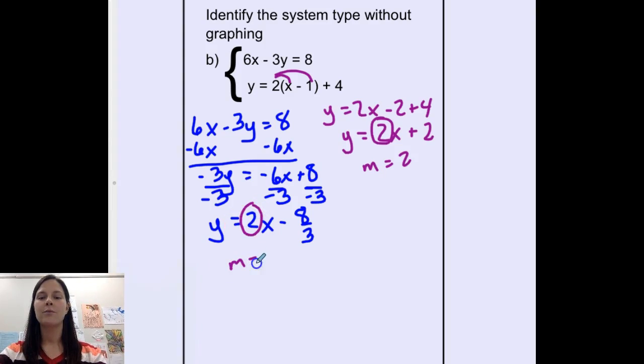So this is a case where now we need to take a look at those y-intercepts. The y-intercept of my blue line is different from the y-intercept of my purple line. So these two lines are parallel. They will not intersect, so they have no solution.